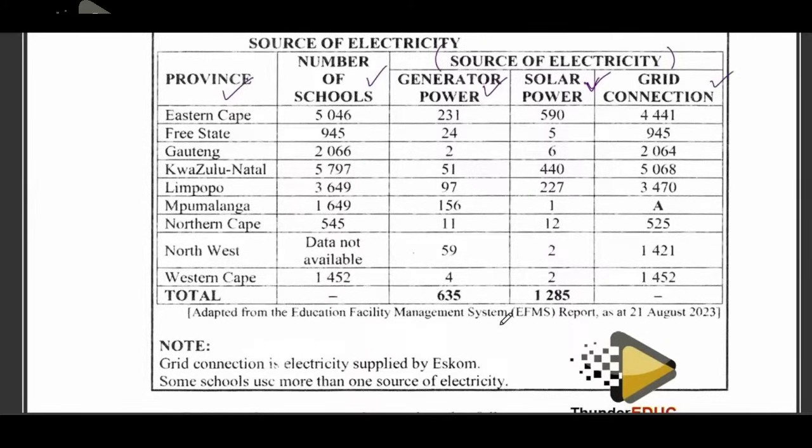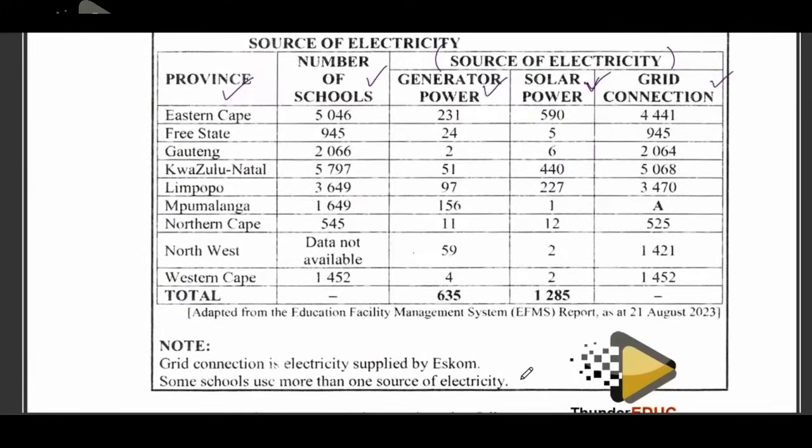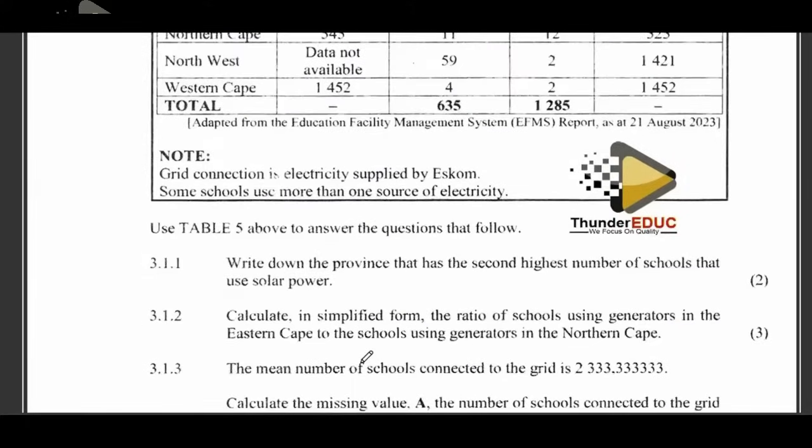So now, when you come here, what happens? We are looking at number of schools that use solar. So we shall come to solar and look for which one is the highest? We have 5. This is the highest. Second highest is this one. And it's indeed KwaZulu Natal. KZN. Okay.